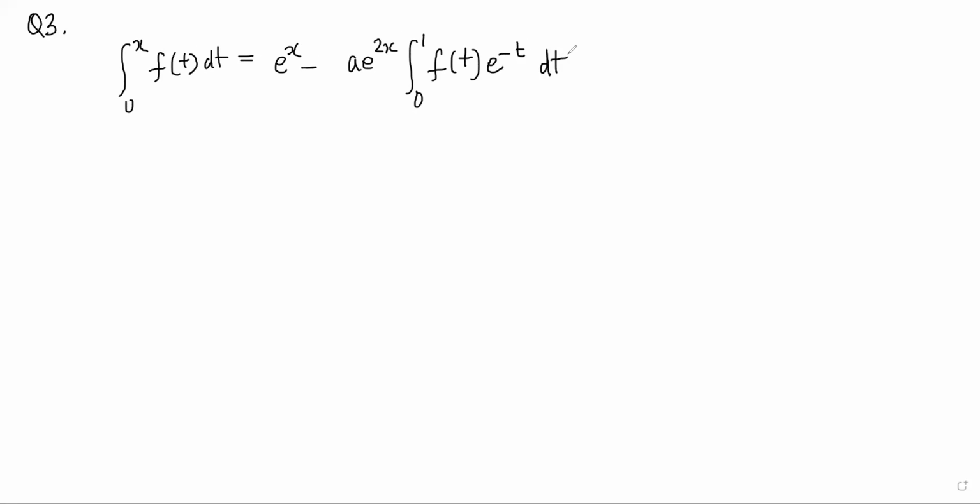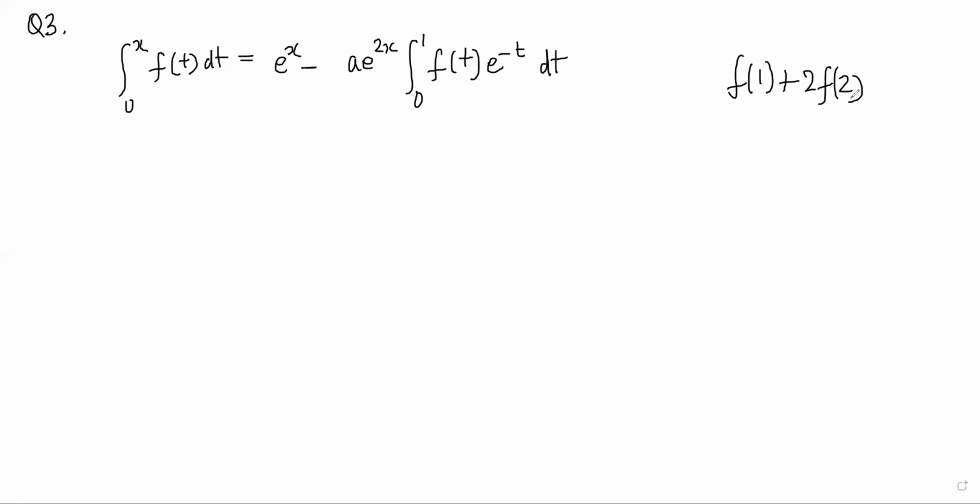Then question 3 was: if the integral of 0 to x of f of t dt is equal to e power x minus a e power 2x, where a is the integral 0 to 1 of f of t e power minus t dt, then you have to find f of 1 plus 2 f of 2. Have you found f of 1 plus 2 f of 2? No, I can't do the right side integral.